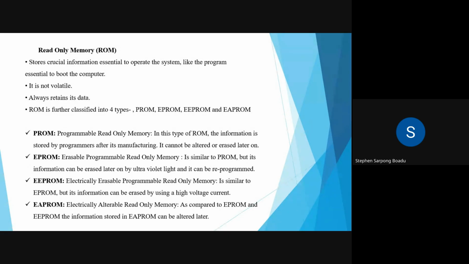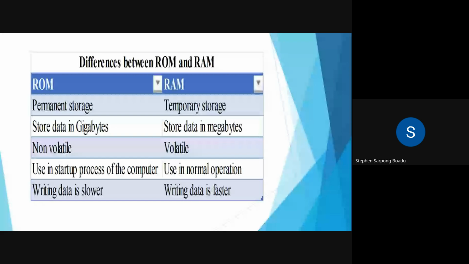So that one is electrically alterable read-only memory. So as compared to the EPROM and EEPROM, the information stored in the EAPROM can be altered later. So this one, you don't need ultraviolet, or you don't need electricity to clear it, but then it's easy to clear it and then reprogram it, right? So that is the difference between the types of ROM that we have. Please, are there any questions? If you don't understand anything, you can ask for clarifications.